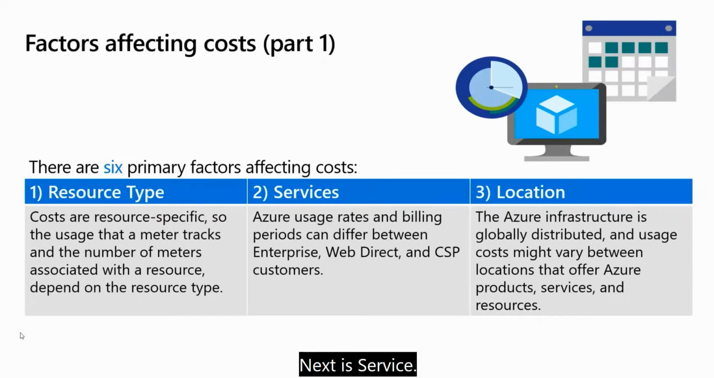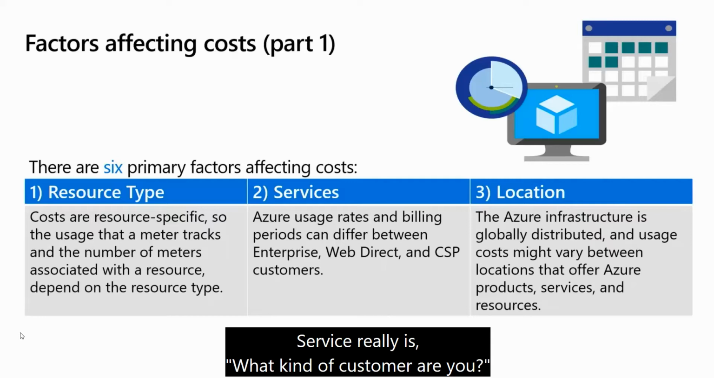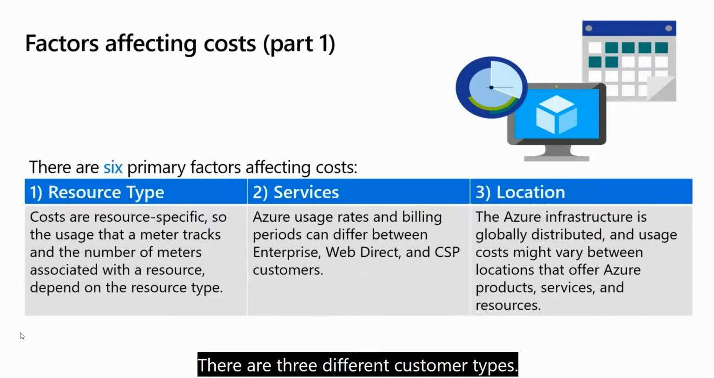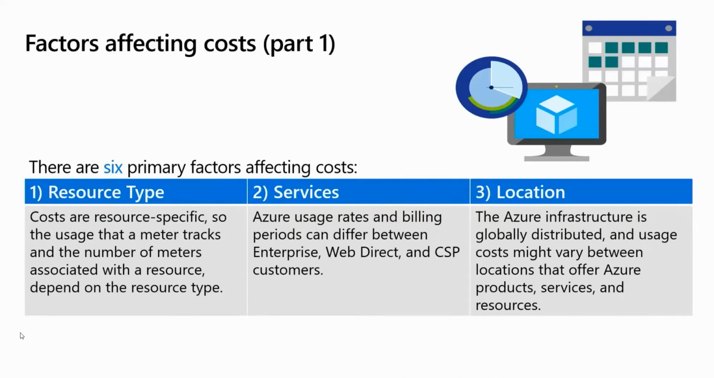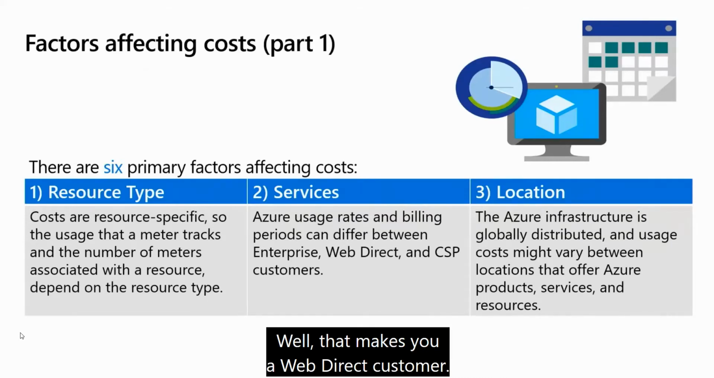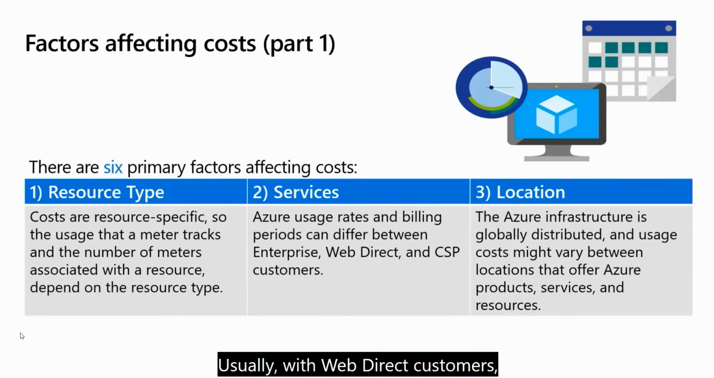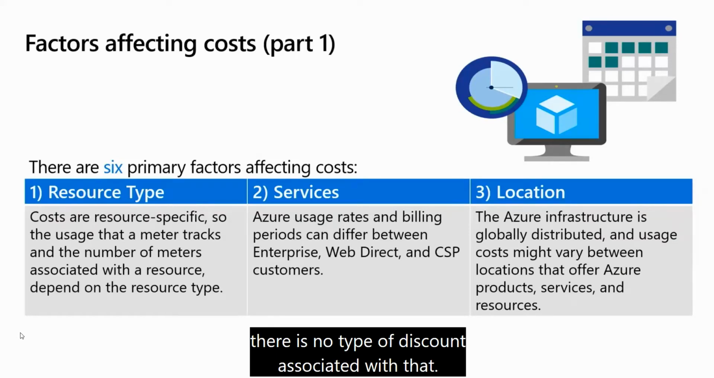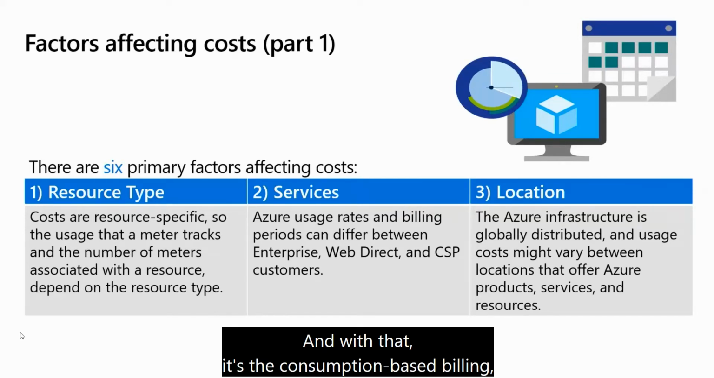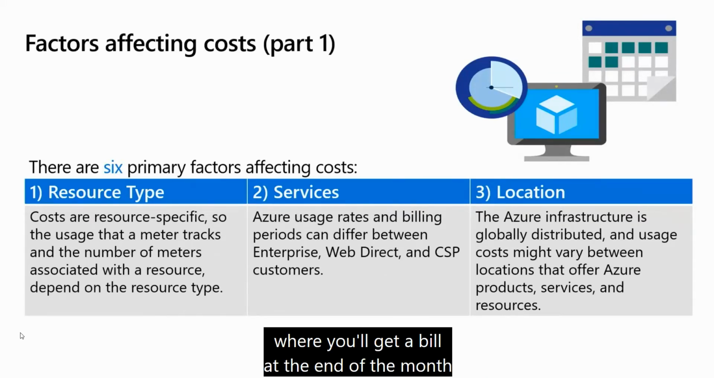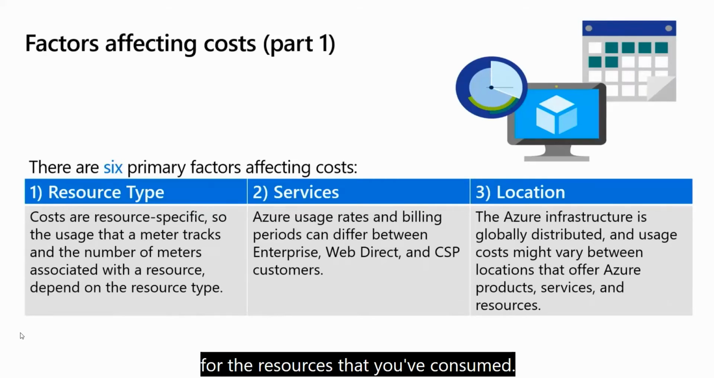Next is service. And that service really is, what kind of customer are you? Now there's 3 different customer types. The first one is web direct. Imagine that you just went to azure.com and you said, sign me up, give me an account. Well, that makes you a web direct customer. Usually with web direct customers, there is no type of discount associated with that. So you're paying full retail pricing. And with that, it's the consumption-based billing where you will get a bill at the end of the month for the resources that you consumed.